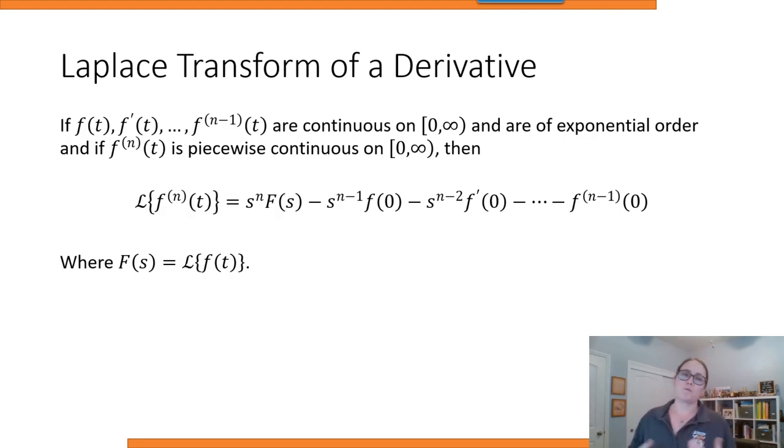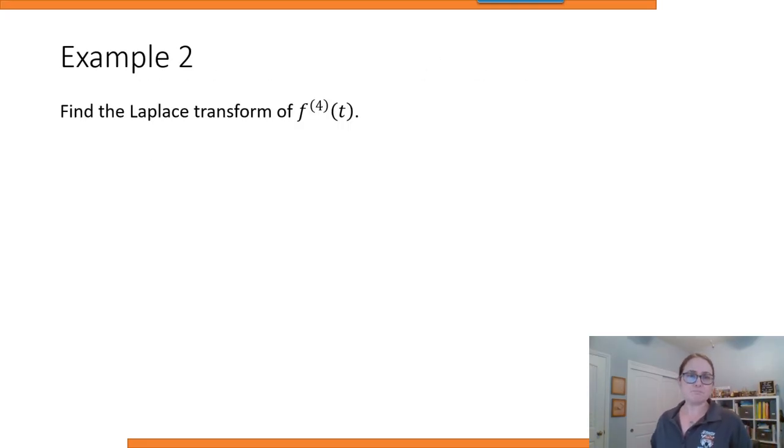Okay, so that's what we're looking for when we're using this formula, and we're going to need this when we are applying a Laplace transform to a differential equation. So let's just do an example of this part before we get into a full example of solving a differential equation. I want to find the Laplace transform of the fourth derivative of f(t). We're just plugging in 4 to this formula to see how it plays out in an actual example.